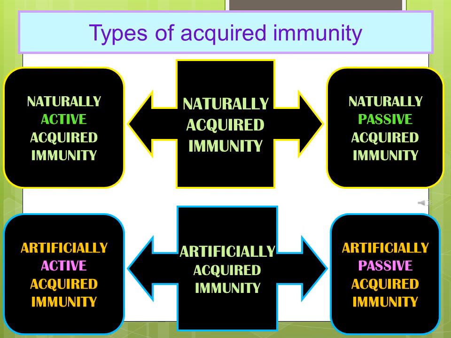Now I would like to discuss about the types of acquired immunity. Acquired immunity is divided into two major types. Number one, naturally acquired immunity, and number two, artificially acquired immunity. The naturally acquired immunity is again subdivided into two major types: naturally active and naturally passive acquired immunity. Whereas the artificially acquired immunity is also subdivided into two major types of similar kind. Number one, artificially active acquired immunity, and number two, artificially passive acquired immunity.